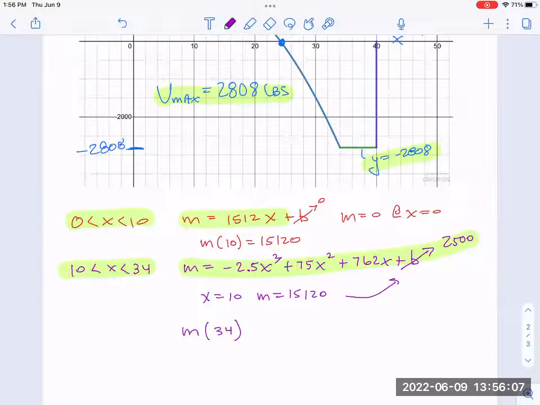So now that we have this moment equation, remember that it lives from 10 to 34. Just like we did a second ago, we want to ask what it leaves off with at 34. If I throw 34 into my equation, with that 2,500 in for b now, I get out 16,848, which is where the next one will start.